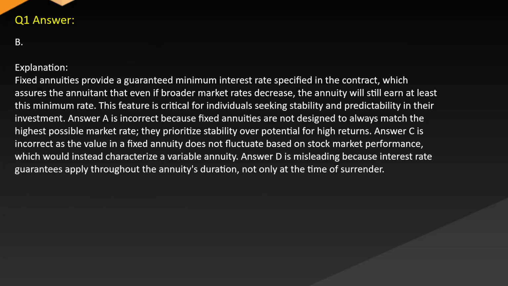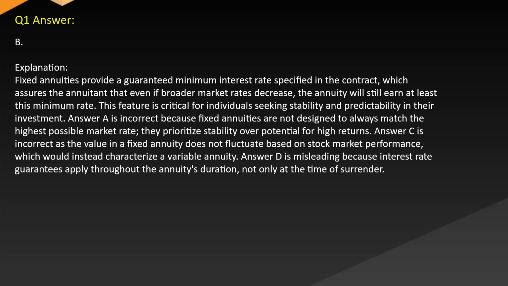Answer B. Explanation. Fixed annuities provide a guaranteed minimum interest rate specified in the contract, which assures the annuitant that even if broader market rates decrease, the annuity will still earn at least this minimum rate. This feature is critical for individuals seeking stability and predictability in their investment. Answer A is incorrect because fixed annuities are not designed to always match the highest possible market rate. They prioritize stability over potential for high returns.